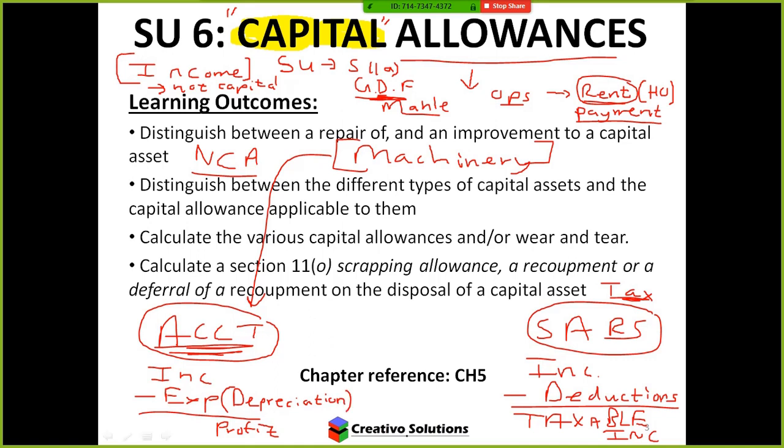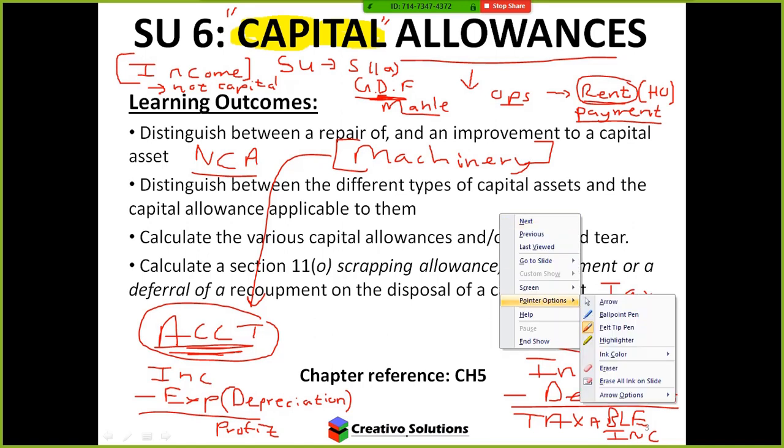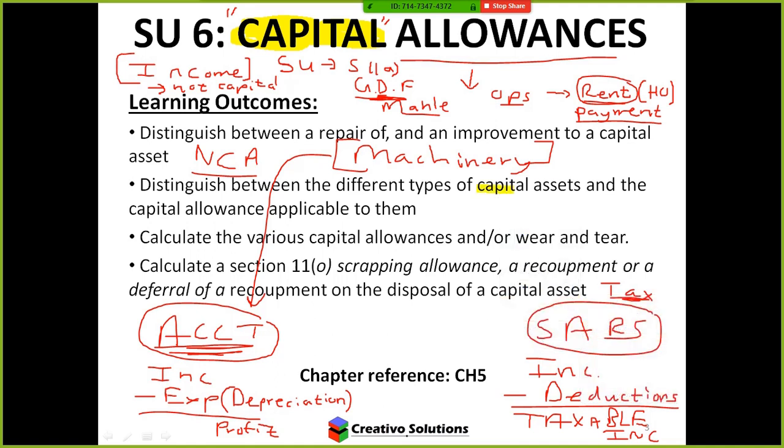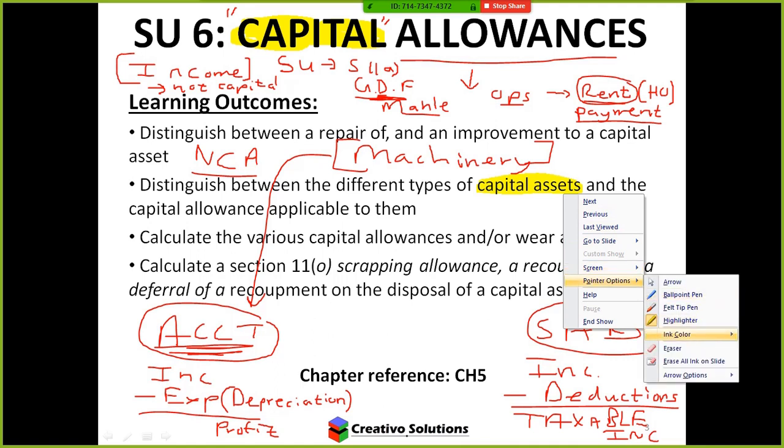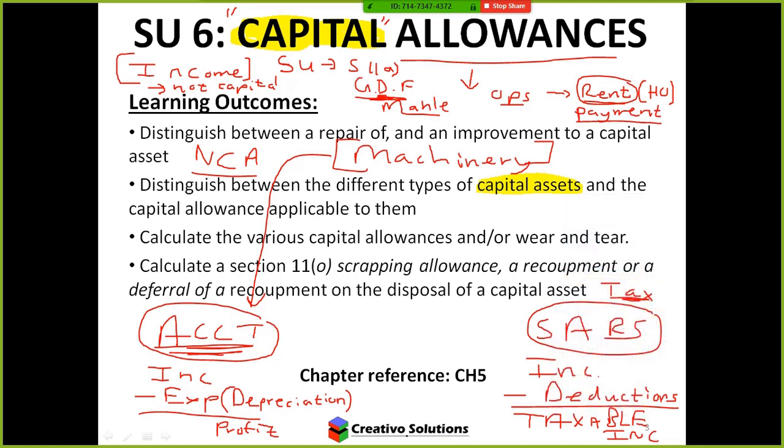From an accounting point of view, depreciation obviously reduces the profit. If I have more depreciation, I'm going to have less profit. The same thing happens here in terms of SARS. When looking at study unit 6, the most important bit to identify is you need to distinguish between what is capital and what is not. In other words, what is an asset in terms of your operation. If I'm buying machinery, surely I'm going to use that machinery, yes, if I'm operating.